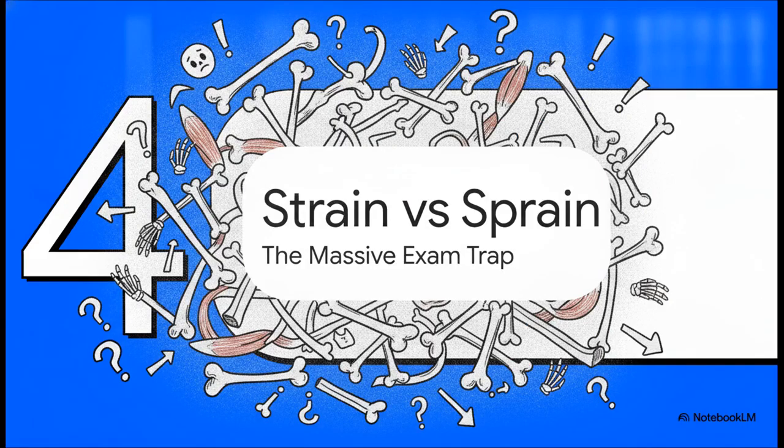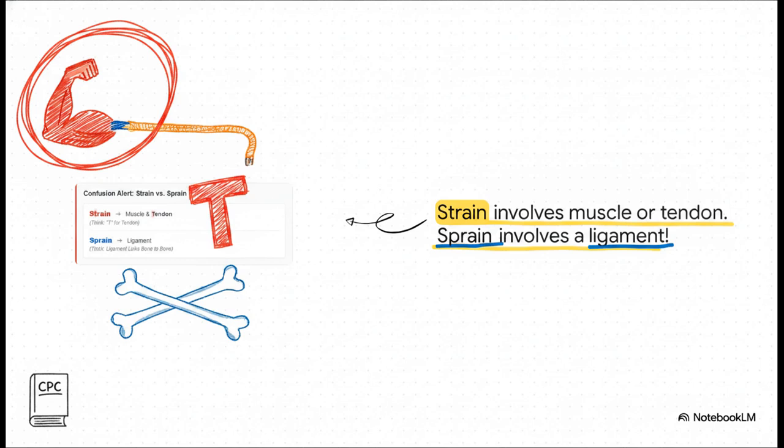Section 4, Strain versus Sprain Rules. Pay close attention here, because these sound incredibly similar, but anatomically, they are entirely different. For a strain, remember the T. A strain is an injury to a muscle or tendon. A sprain, however, involves a ligament. And to remember that, just think, ligaments link bone to bone. Do not let the exam trick you by swapping these two definitions.